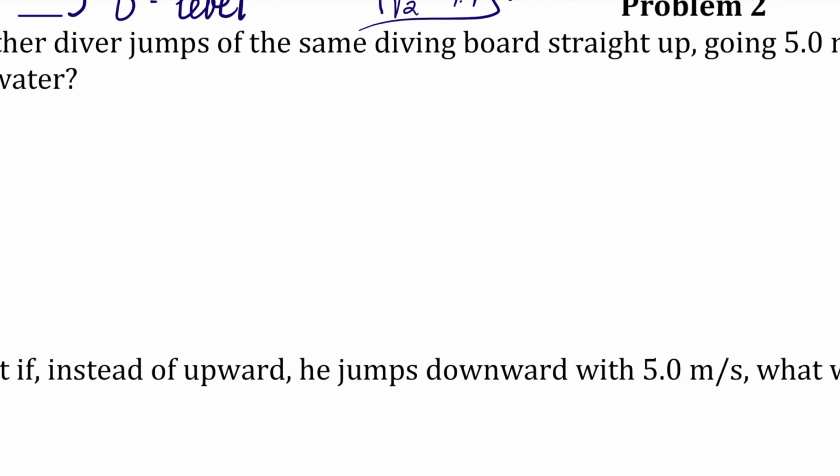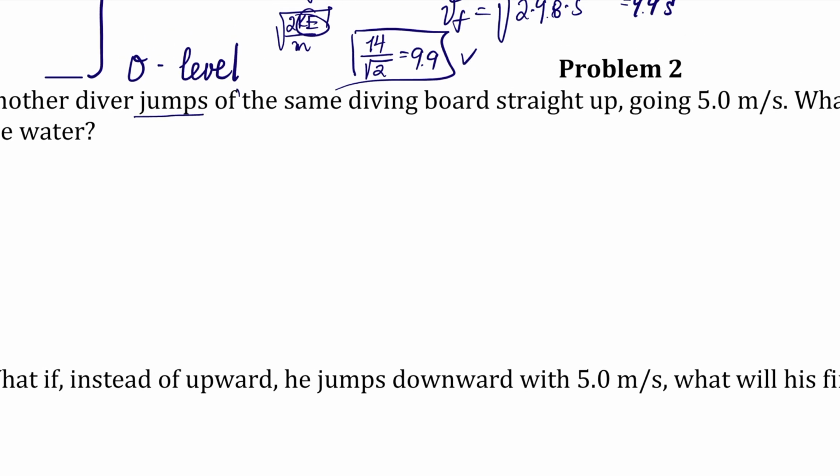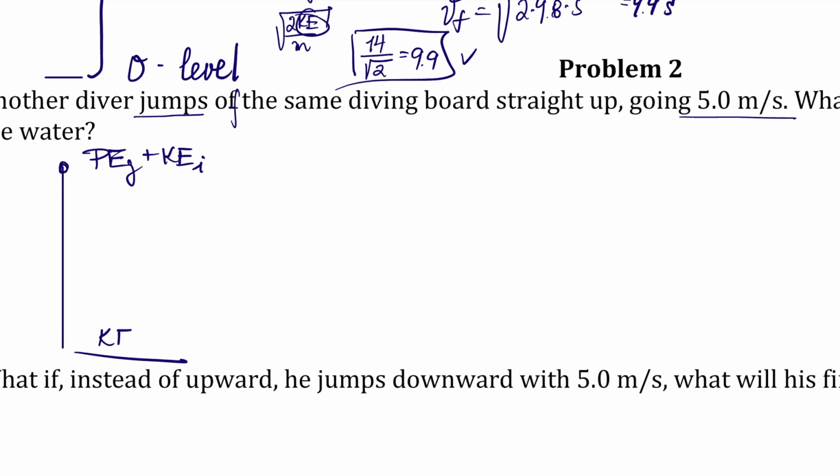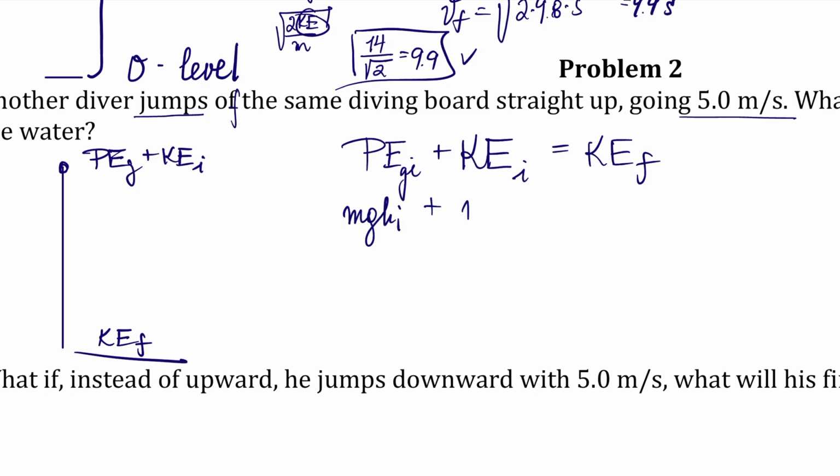That is for later. Another diver jumps. This should be off the same diving board with 5 meters per second. Then what we have is in the beginning, he has gravitational potential energy and kinetic energy initial. And in the end, gravitational potential energy is 0, he just has kinetic energy final. So that's how we're going to write it out. Gravitational potential energy initial plus kinetic energy initial, because he jumped, equals kinetic energy final. mgh initial plus mv squared initial over 2 equals mv final squared over 2.